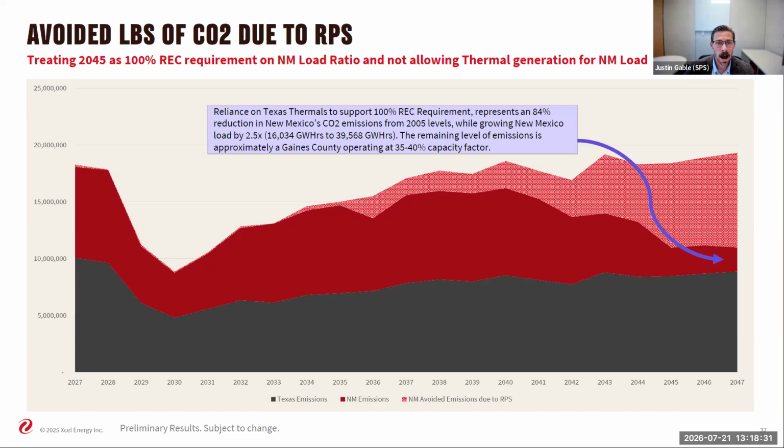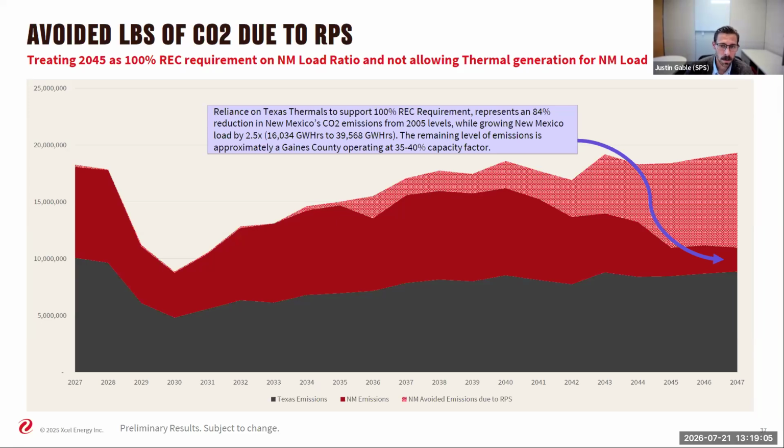Now, the problem becomes on the hourly basis. In every hour throughout the entire 20-year planning horizon, you're not necessarily able to attach a megawatt hour that's generated on the system to either one of the states. So the Texas thermals do help support the 100% REC requirement and avoid the additional resources on a capacity basis. Ultimately, this approach does significantly reduce New Mexico emissions.